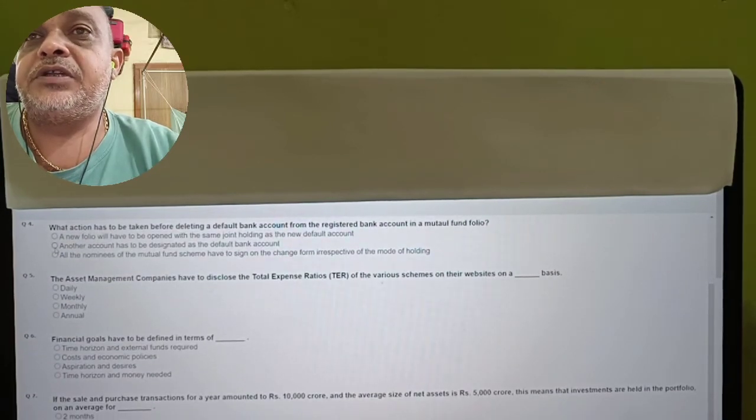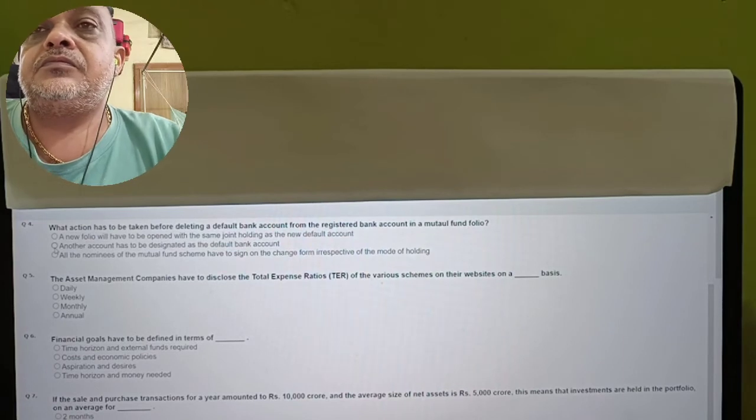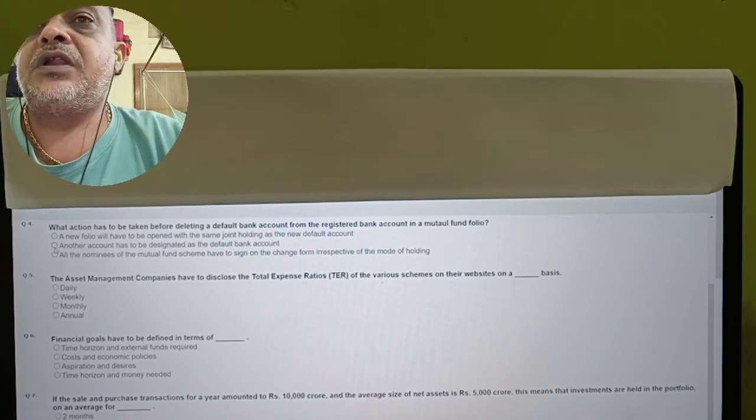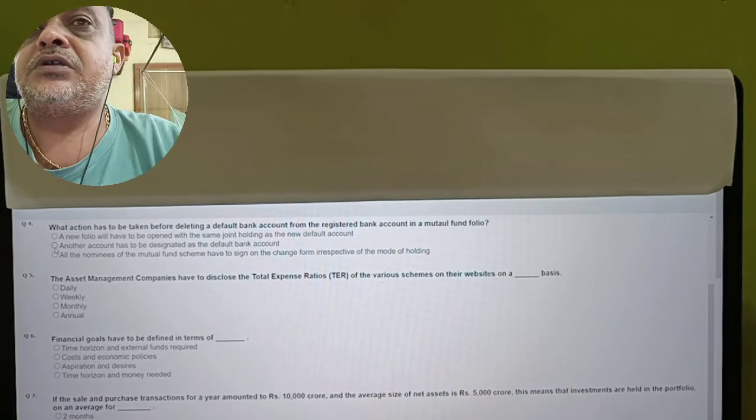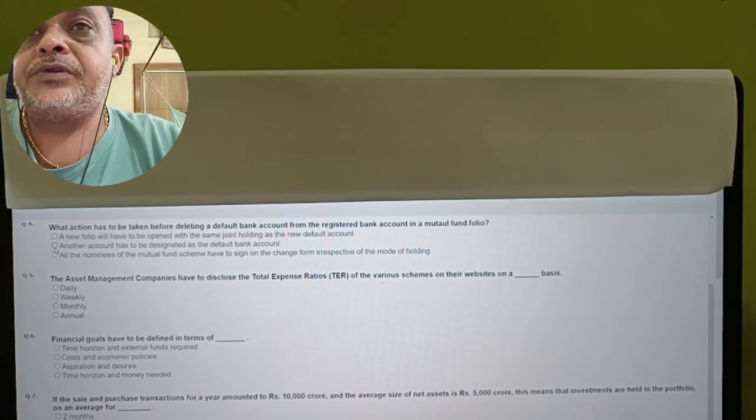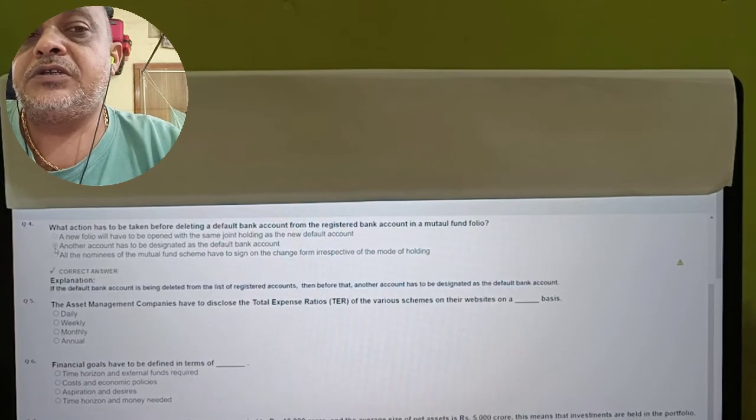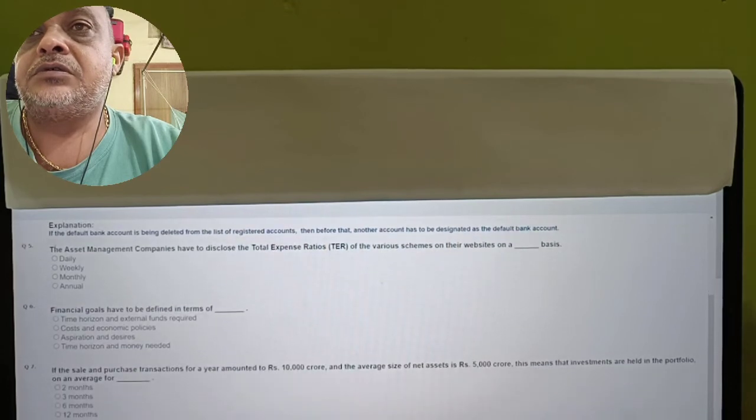What action has to be taken before deleting a default bank account from the registered bank accounts in a mutual fund folio? Number one, a new folio will have to be opened with the same joint holding as the new default account. Number two, another account has to be designated as the default bank account. Number three, all the nominees of the mutual fund scheme have to sign on the change form irrespective of the mode of holding. Number two is right. Another account has to be designated as default account.